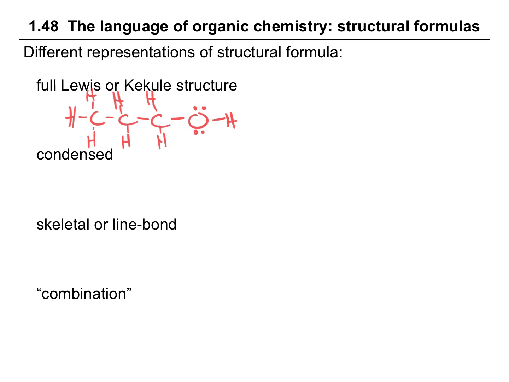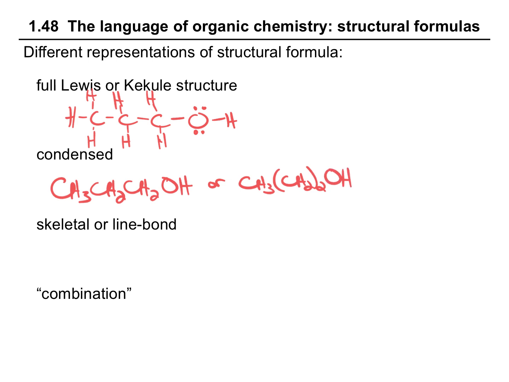A different way that we could represent this is called a condensed formula. This molecule could be written as CH3, CH2, CH2OH, and we typically don't include the lone pairs, or it could be further condensed as CH3(CH2)2OH. So this tells us that we have 2 of these CH2 groups in between this carbon and this oxygen.